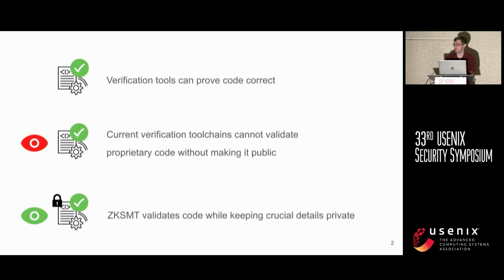So just as a quick overview, this is a talk about verification tools that can prove code correct. Right now they can prove code correct to you, but if you wanted to prove their correctness to a third party, you would have to give that third party a lot of details about, say, the source code or any details of the proof. This might not be ideal if the code is private, such as being proprietary. So what we want to do here is to be able to validate a crucial part of that tool chain while keeping some details private.